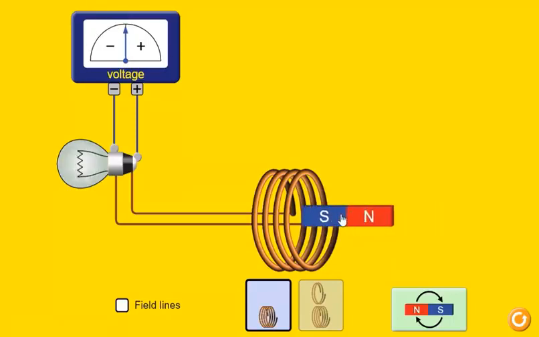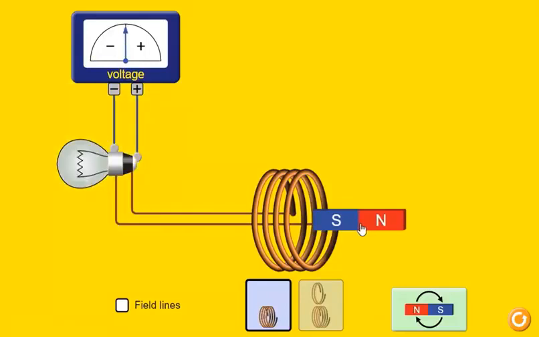When the magnet is held stationary at that position, the needle of the galvanometer returns back to zero position. Now when the magnet is moved away from the coil, there is some deflection in the needle but in the opposite direction, and again when the magnet becomes stationary with respect to the coil, the needle of the galvanometer returns back to the zero position.